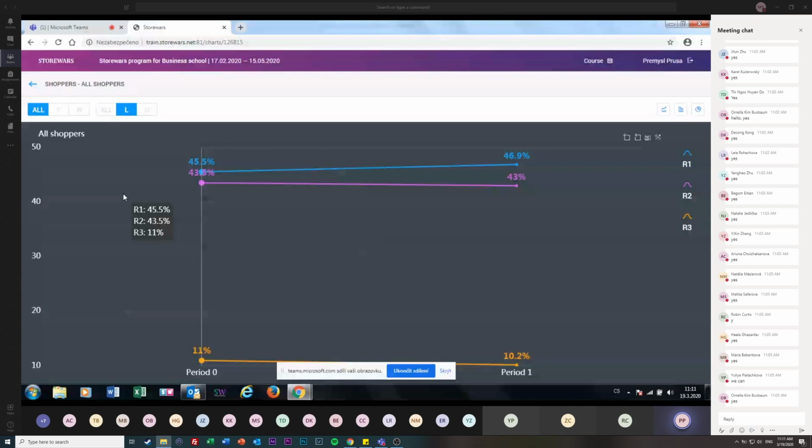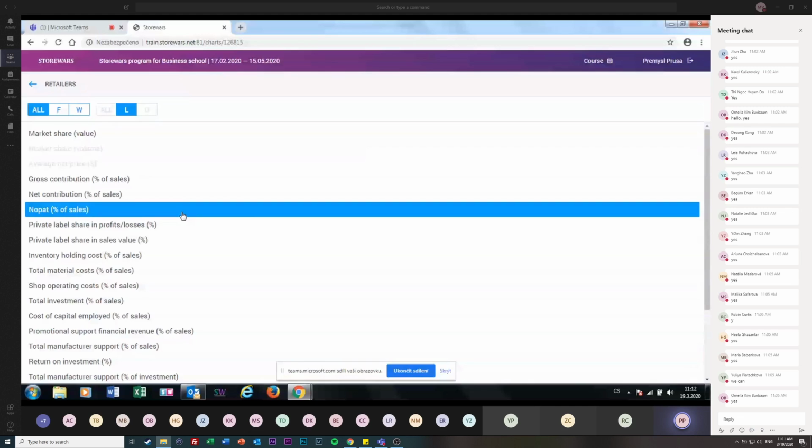Anyway, you have already received all these charts by email. So you can go through those charts on your own if you want. And also you have all the reports which should correspond basically with these charts. So I will continue, and I will show you now the financial situation of both retailers.